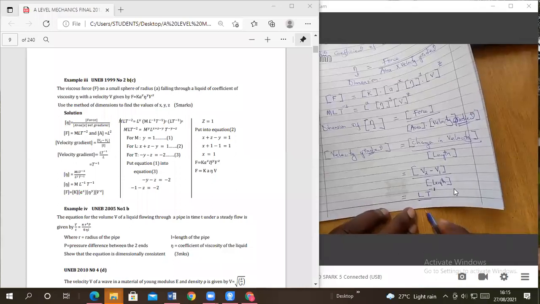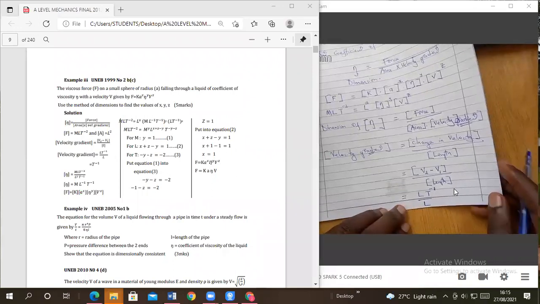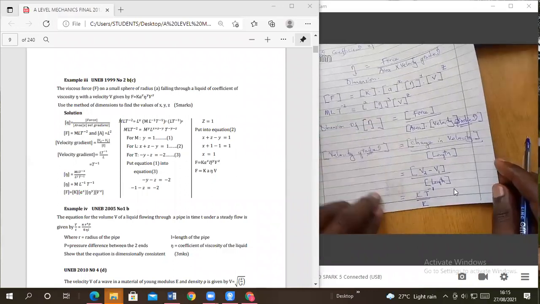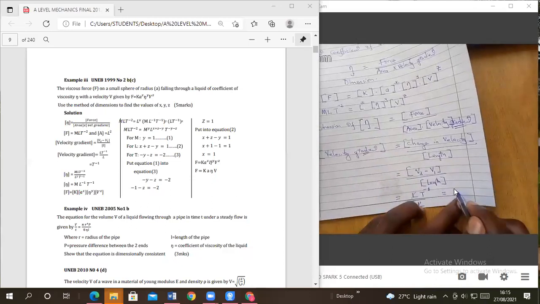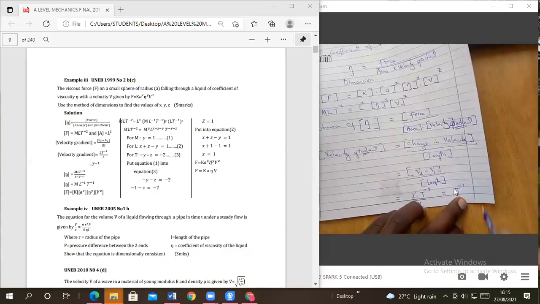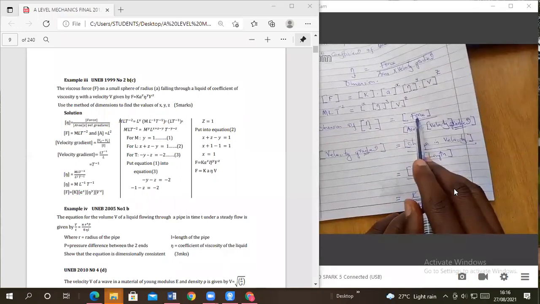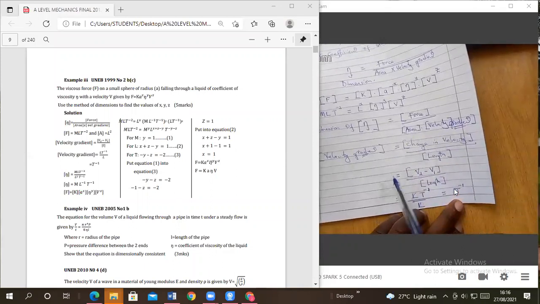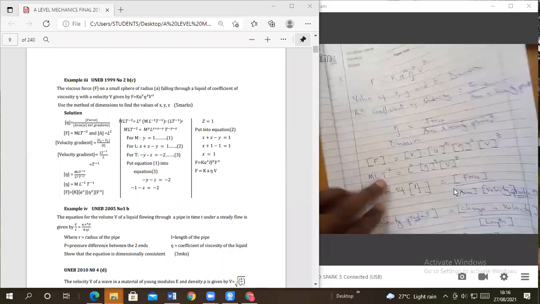Divide by length, which is L. You find that now L will cancel out with L, and you remain with T to the power negative 1. That is for velocity gradient, because force we can get, area we can get. So velocity gradient is where we needed to write some formula first. So we get T to the power -1. Now we come back here.